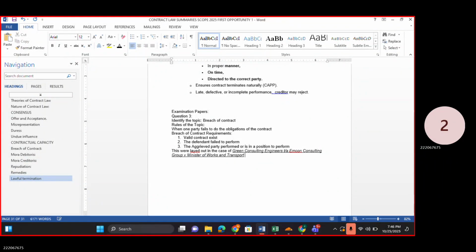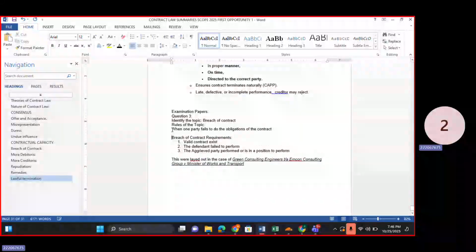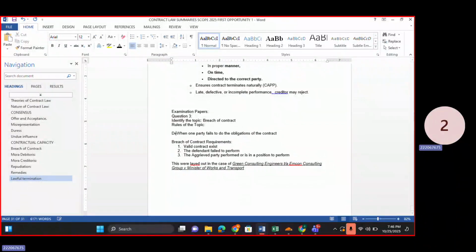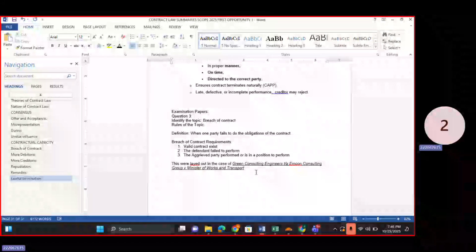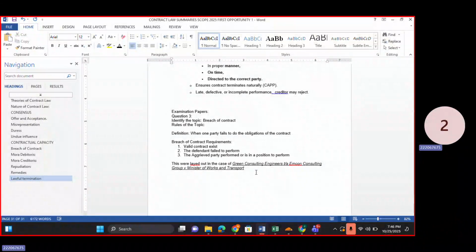Now, you're not done with that. You need to write everything that you know about that topic here. We usually start with the definition of the topic, then the requirements, and then all other things. Remember, the question didn't specify what type of breach it is. So we need to discuss all the types of breach here as well.